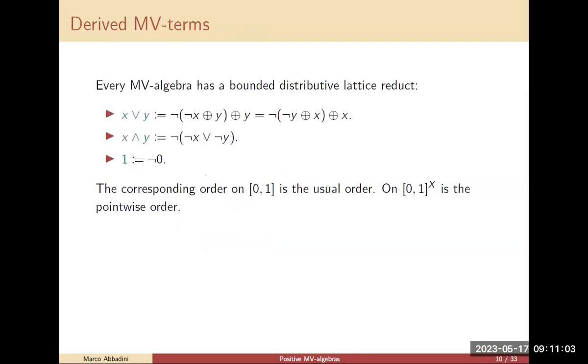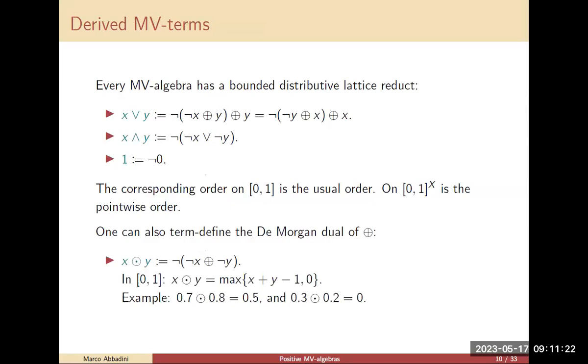Okay. And you can define an order on an MV-algebra, and it's a lattice order. The lattice operations are term definable. It's a bounded distributive lattice, in fact. And the corresponding order on [0,1] is the usual order, and on [0,1]^X it's pointwise order. We can also term define this operation, the De Morgan dual of plus. This will be important because it's order preserving, so it will stay in the positive fragment of our MV-algebras.